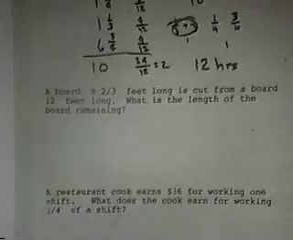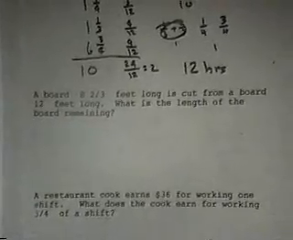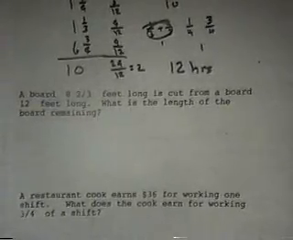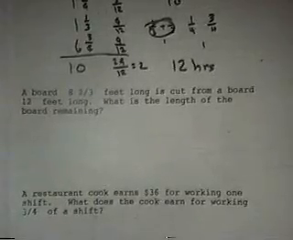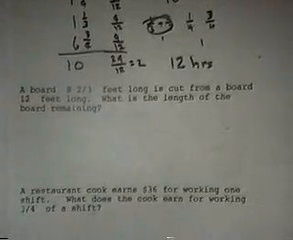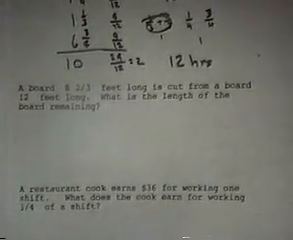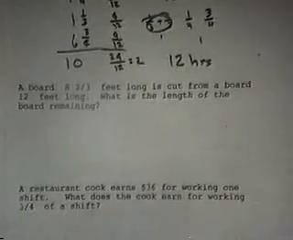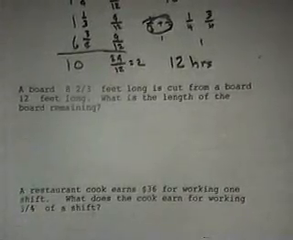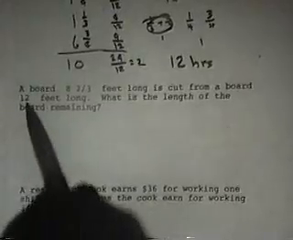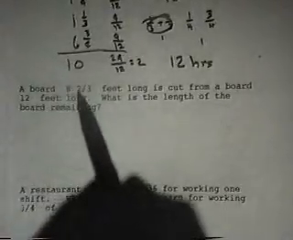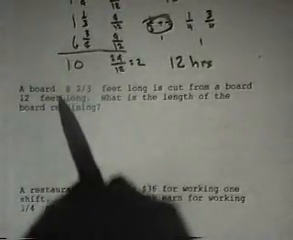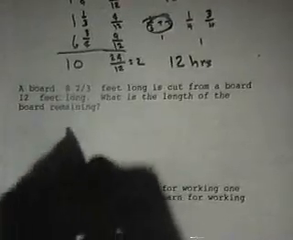It says a board 8 2/3 feet long is cut from a board 12 feet long. What is the length of the board remaining? What's the length of the part that's left over? Well, that means if I have a 12-foot board and I'm going to cut this away, then I'm going to take that away from it. What I have left, then that's subtraction.